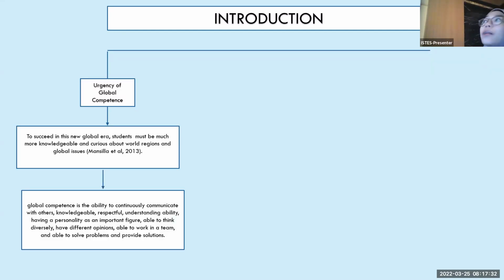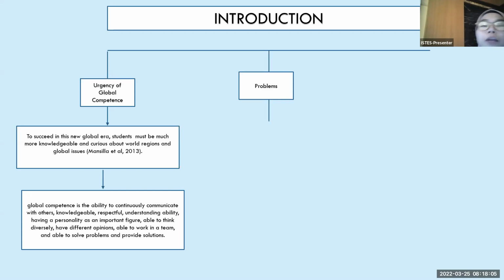So what is global competence? Global competence is the ability to continuously communicate with others, knowledgeable, respectful, understanding, having a personality as an important figure, able to think diversely, have different opinions, able to work in a team, and able to solve problems and provide solutions. So global competence is a capacity that a student should have.